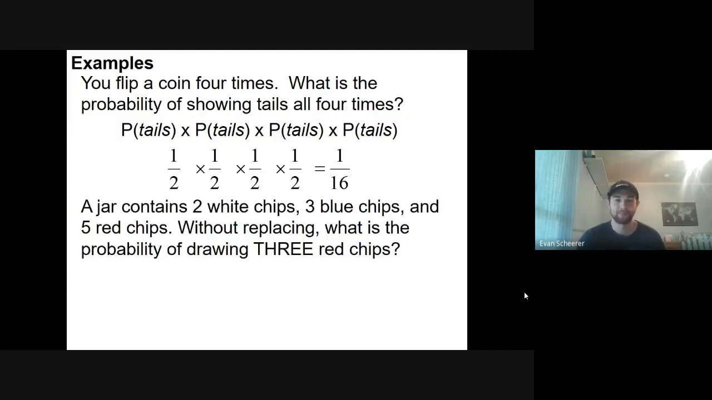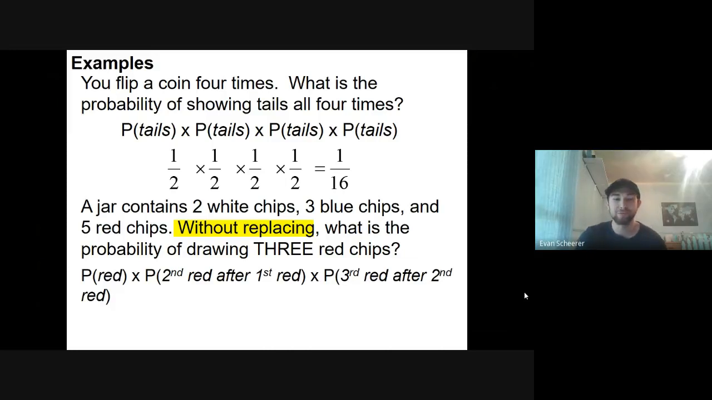That's not very high. A jar contains 2 white chips, 3 blue chips, and 5 red chips. Without replacing, what is the probability of drawing 3 red chips? Guys, I know this is dependent because it says without replacing. Whenever it says without replacing, that is automatically going to be dependent because it is affected by the previous probability. So first, how many chips are there total? 2 plus 3 is 5, 5 plus 5 is 10. So there's 10 chips total, and we want to find the probability of getting 3 red chips.